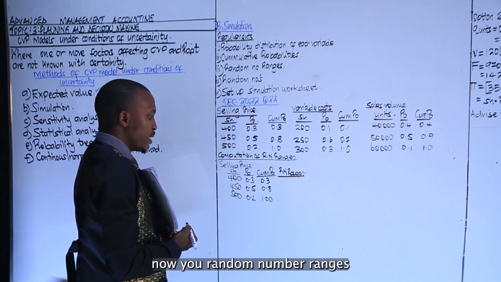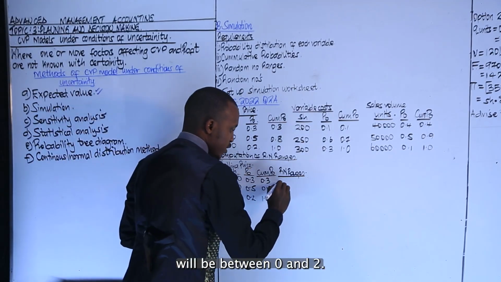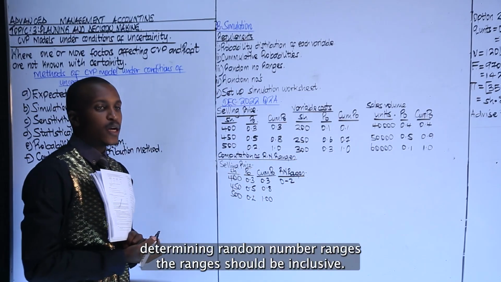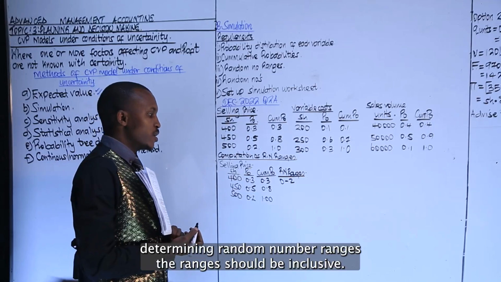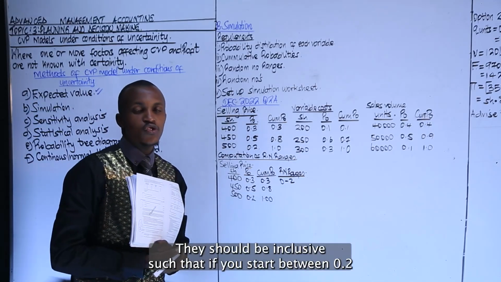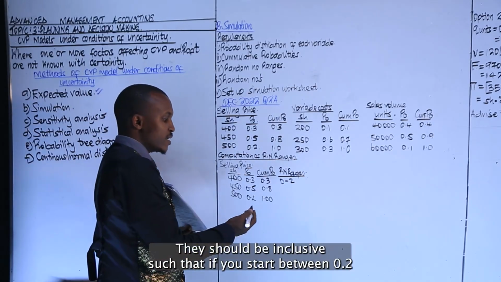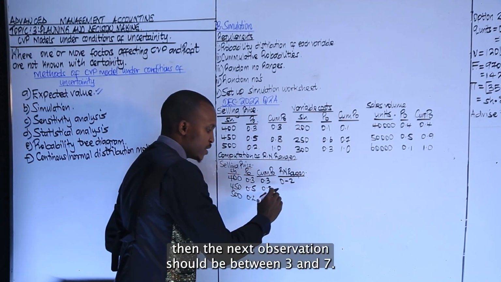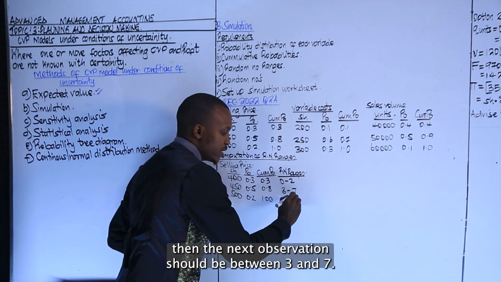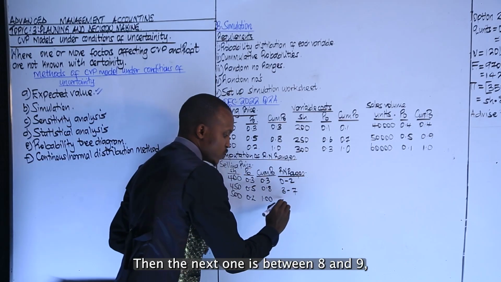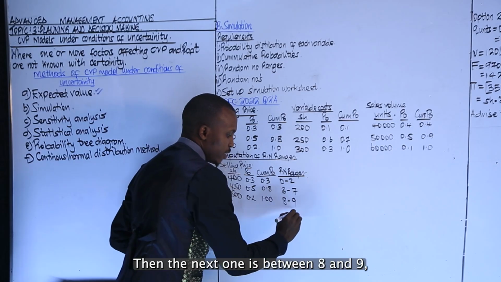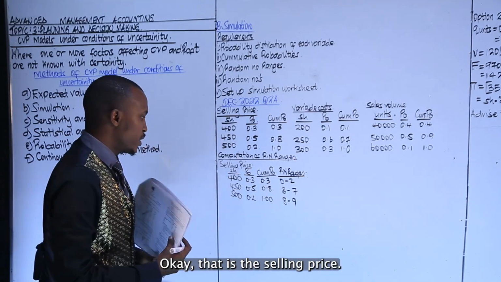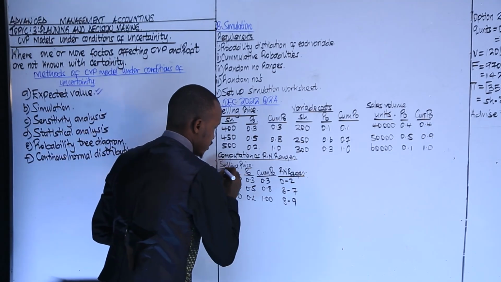Now your random number ranges will be between 0 and 2. So we normally say when you're determining random number ranges, the ranges should be inclusive, such that if you start between 0 and 2, then the next observation should be between 3 and 7. Then the next one is between 8 and 9. Okay? That is the selling price.